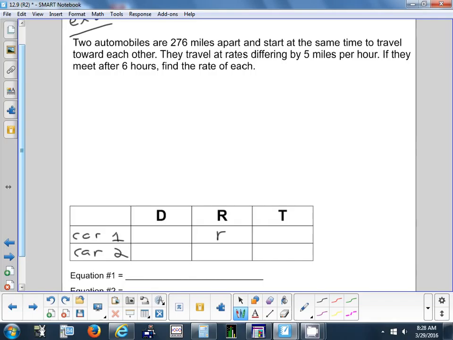Now, car 2 has a speed that's 5 miles an hour different. It doesn't really matter if we say it's 5 miles faster or 5 miles slower. You'll see that doesn't really make a difference. So how could I represent the speed of car 2 if it's different by 5 miles an hour? Let's say car 2 is the faster car. Yeah, let's just call it R plus 5.